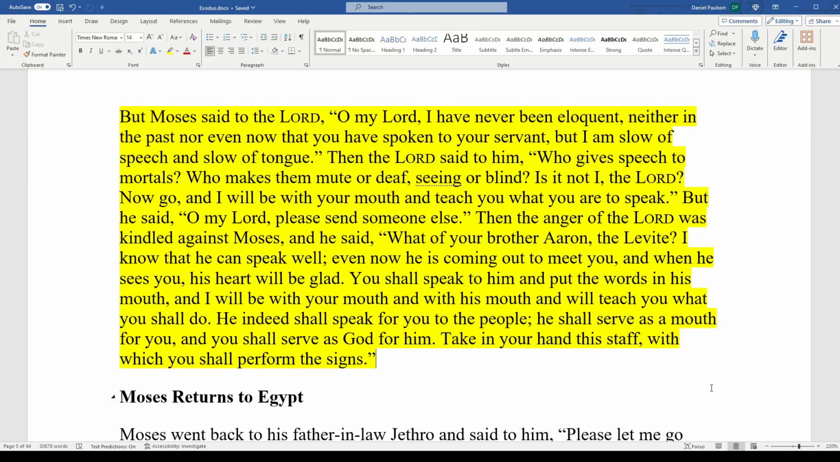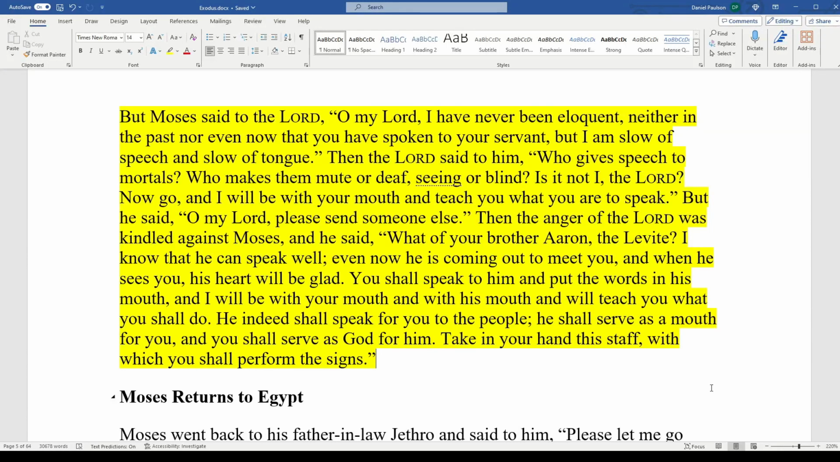But he said, O my Lord, please send someone else. Then the anger of the Lord was kindled against Moses, and he said, What of your brother Aaron the Levite? I know that he can speak well. Even now he is coming out to meet you, and when he sees you, his heart will be glad.